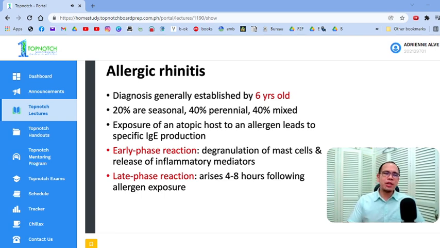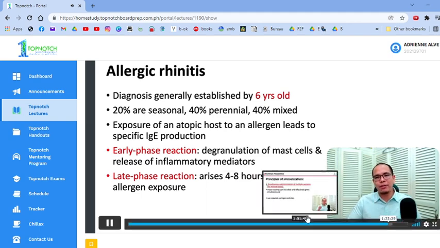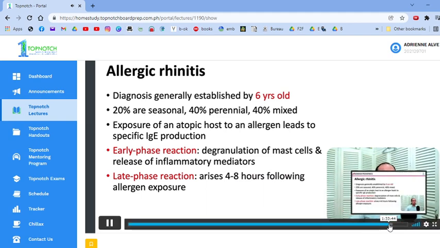So there are different types. 20% are seasonal, sabi ni Nelson, 40% are perennial, 40% are mixed. But in clinical practice, medyo hindi na ganun ka nagmamatter yung pag-classify niyan. Okay? Because the management would be somewhat similar. Okay? So there's an early phase and a late phase reaction. This is nice to know. Okay? Pathophysiology of allergic rhinitis.